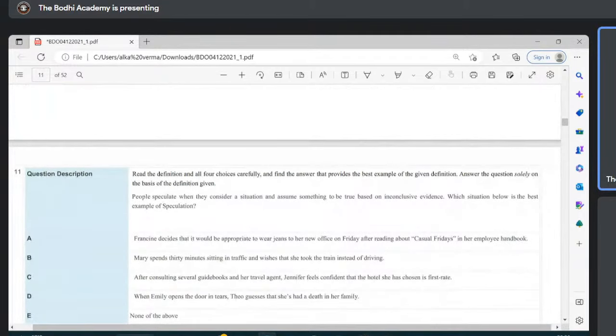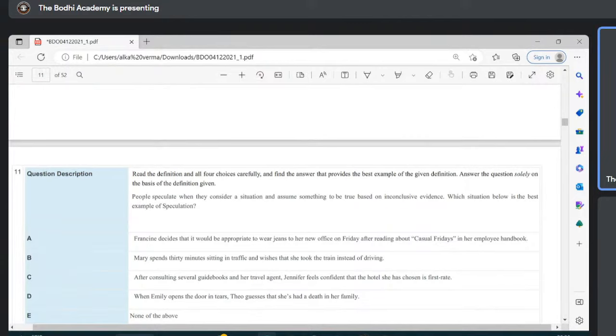See, this is a question type of statement and conclusion, or you can say statement and assumption and statement and argument. These three are the type of questions which can be categorized under the same category. So let us read the question. People speculate when they consider a situation and assume something to be true based on inconclusive evidence. Which situation below is the best example of speculation?